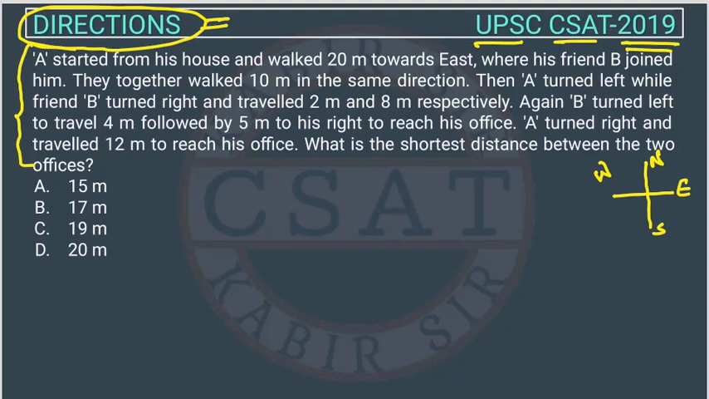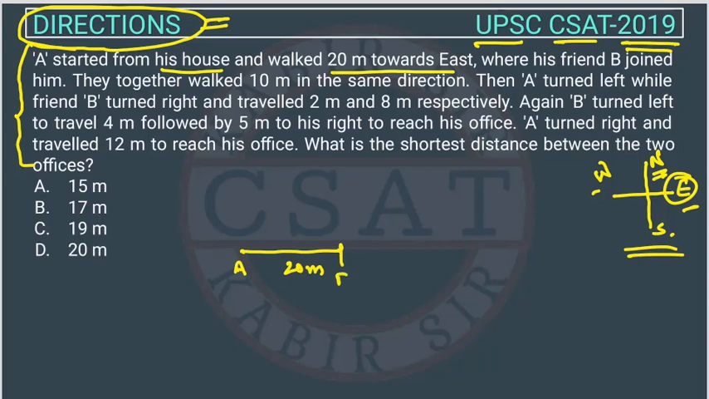So first of all, we will draw this diagram, right? This is north on this side, south is this side, this is east and this is west. Now, A started from his house and walked 20 meters toward east, right? So suppose A is starting from here, and moving in the direction of east. East is this side. And after 20 meters, his friend B joined him. So here he meets B.